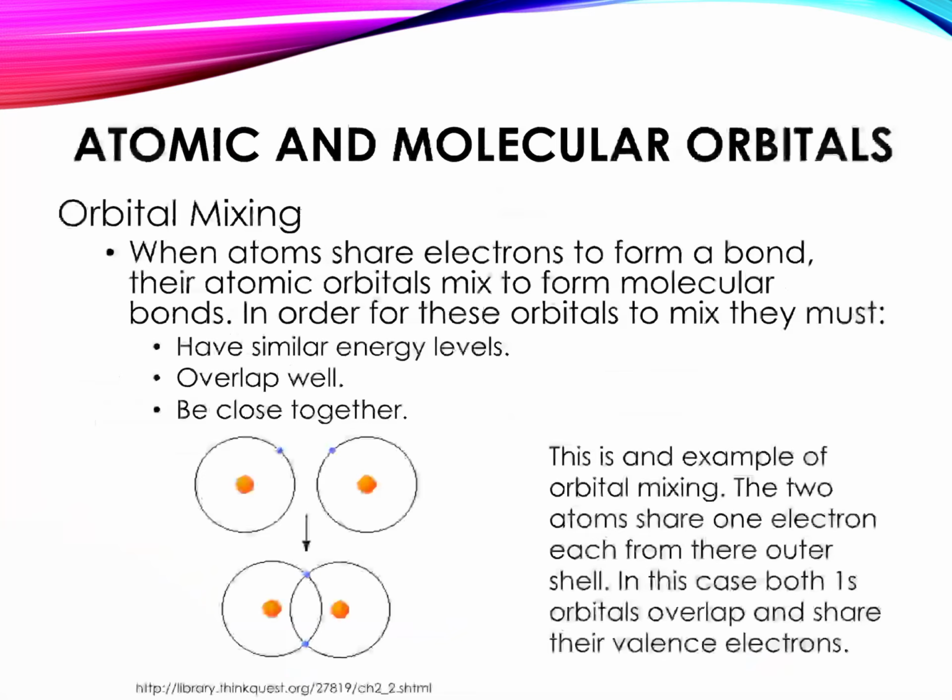So this picture is an example of orbital mixing. The two atoms are both sharing one electron each for a total of two, and they're always going to be valence electrons. In this case, because we're drawing them as circles, these are both 1s orbitals that are overlapping and sharing those valence electrons. So these are both hydrogen, right? Each one has one valence electron. We share them, and now we have our complete duet. Each hydrogen has two valence electrons.